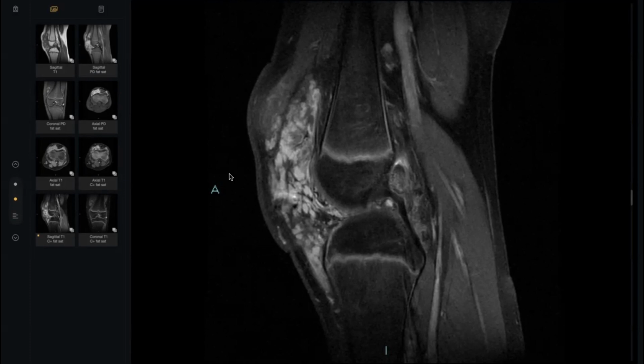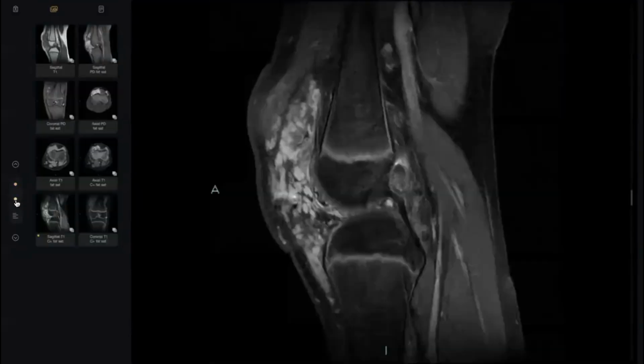When you see an enhancing mass, and inside this mass there are phleboliths, what is your diagnosis? Phleboliths are usually seen with venous malformation. Yes, so this is a vascular tumor, hemangioma. Okay, so it is hemangioma.